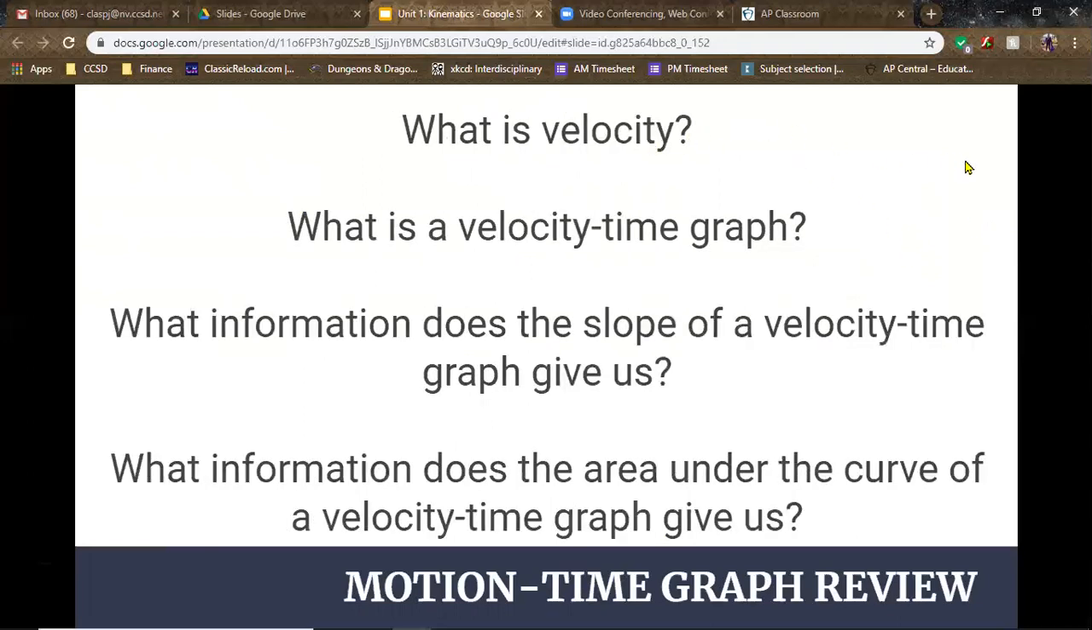Velocity is the rate at which our position changes. It is displacement over time. The units are meters per second. A velocity time graph will tell us how the velocity changes throughout time. By looking at the slope of a velocity time graph, we can figure out acceleration. And if we look at the area under the curve on a velocity time graph, that will tell us the total change in position, or displacement.